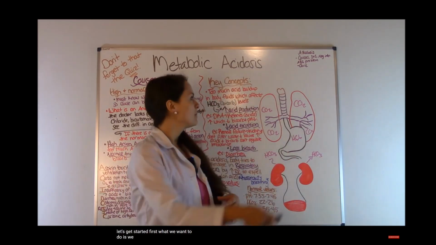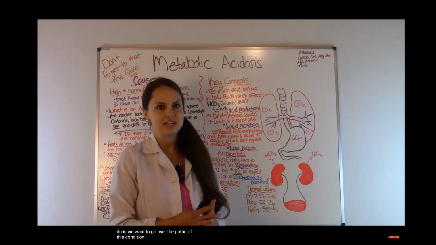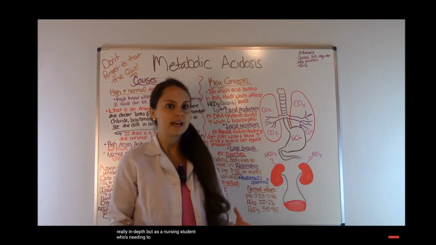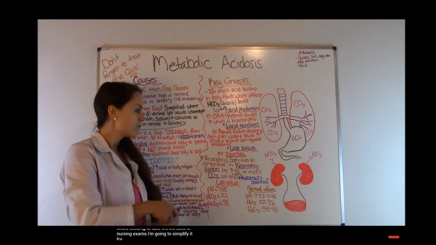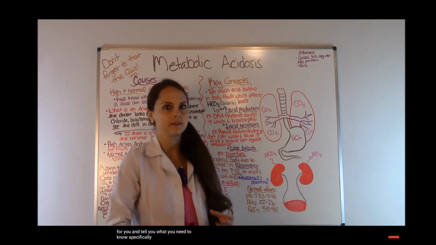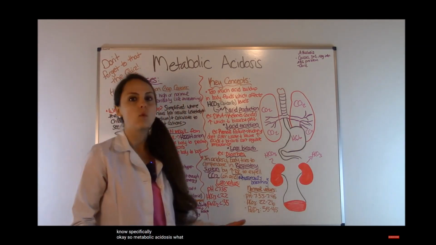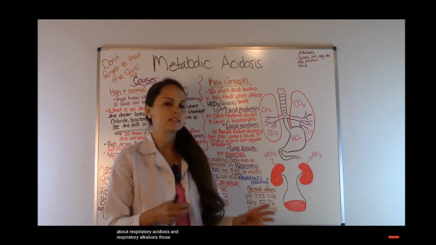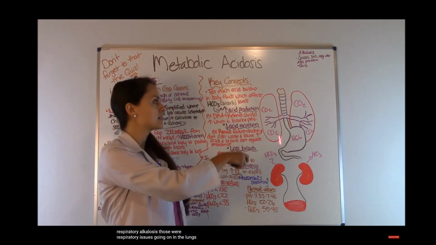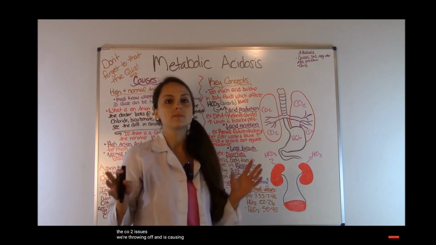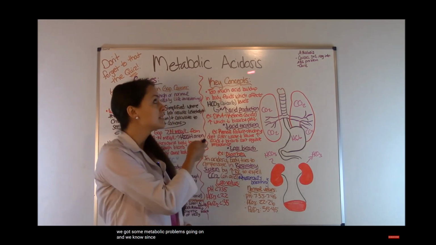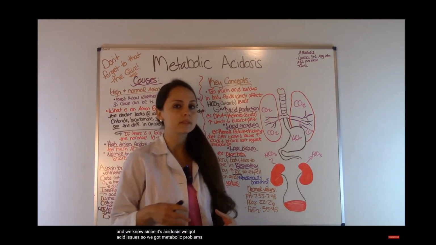First, what we want to do is go over the patho of this condition. This can get really, really in-depth, but as a nursing student who needs to take the NCLEX or nursing exams, I'm going to simplify it for you and tell you what you need to know specifically. Okay, so metabolic acidosis, what is this? Well, in the previous videos, we talked about respiratory acidosis and respiratory alkalosis. Those were respiratory issues going on in the lungs. The CO2 was thrown off and it's causing the body to do all these crazy things. Here, we've got some metabolic problems going on. And we know, since it's acidosis, we've got acid issues. So we've got metabolic problems going on with acid.